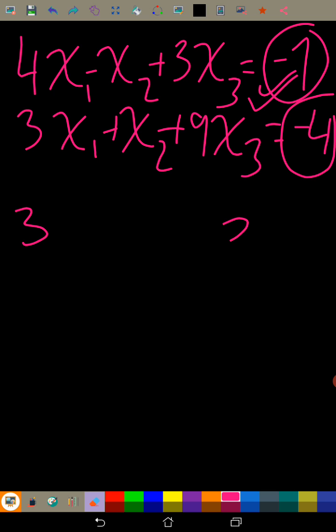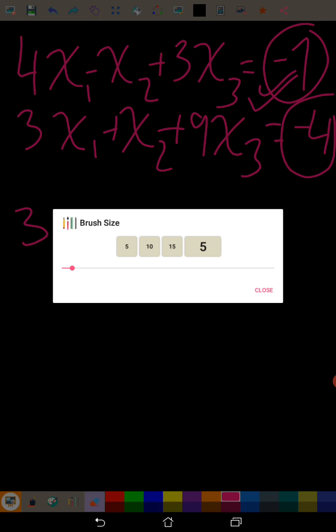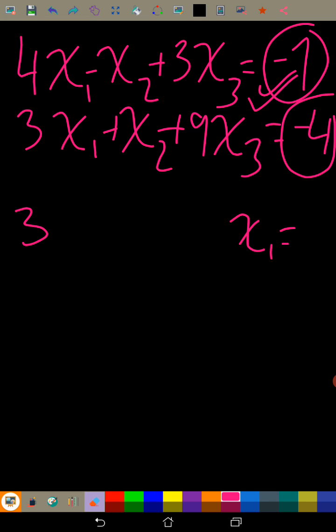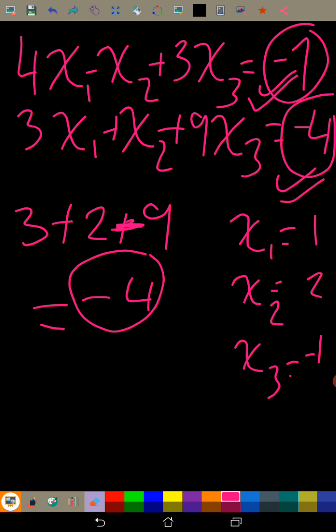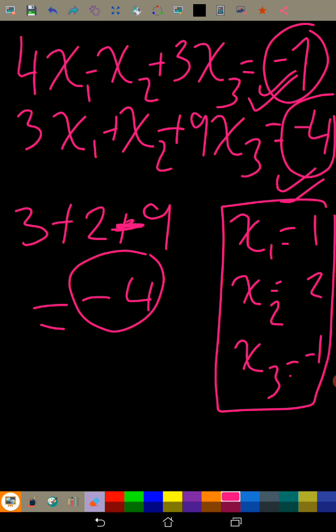So again, the solution set. Okay, x1 is equal to this, x2 is equal to this, and x3 is equal to this. So x1 is equal to 1, 2, -1. So we have, that's going to be 3, that's going to be 2, and this is going to be -9. And the result is 3 plus 2, 5, 5 minus 9, -4, which is this result. So this is the solution set for these.